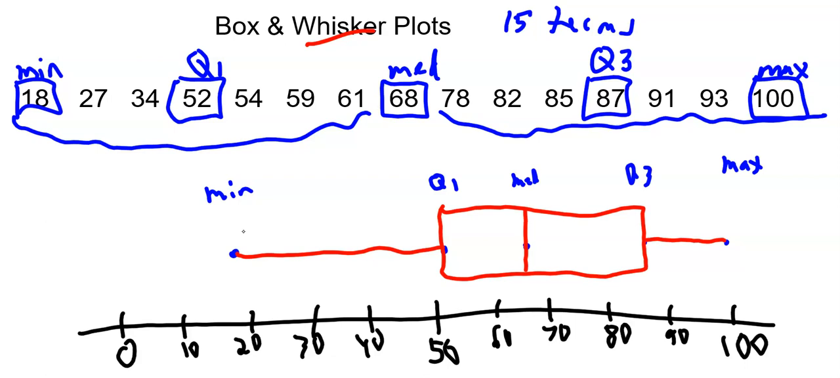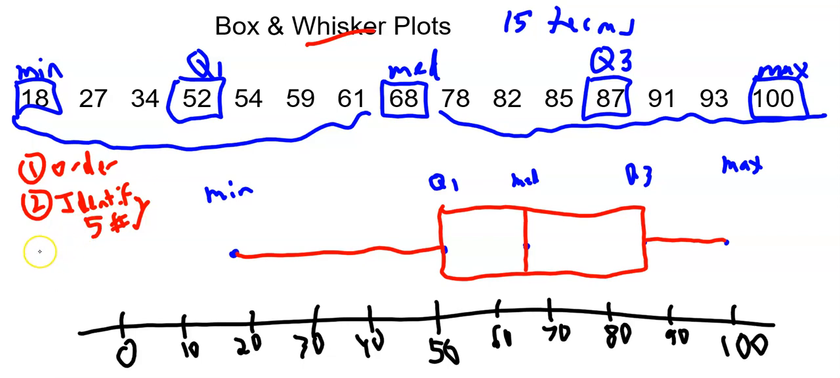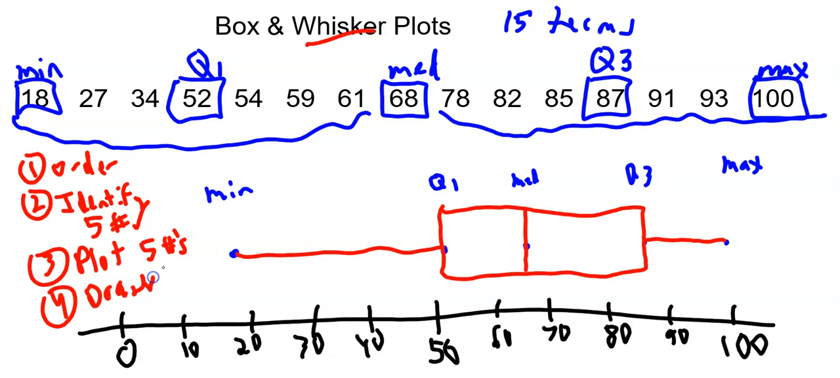You have to put the numbers in order. Step 1, order the numbers. Step 2, identify the 5-number summary. Step 3, plot those 5 numbers. And step 4, draw your box and whiskers, the box plot. The biggest thing, again: Q3 is the median of the top half of the data, and Q1 is the median of the bottom half of the data.